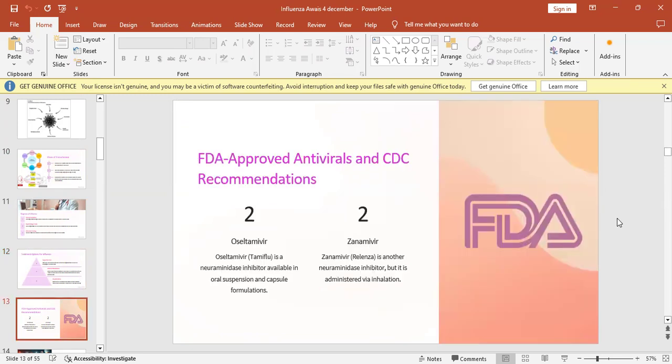So, the FDA approved antivirals and CDC recommendations. FDA approved these drugs: oseltamivir and zanamivir. Oseltamivir is a neuraminidase inhibitor available in oral suspension and capsule formulation, while zanamivir is another neuraminidase inhibitor, but it is administered by inhalation.